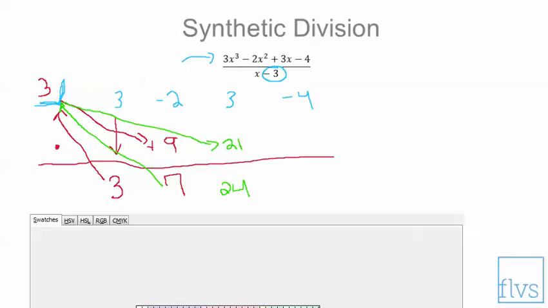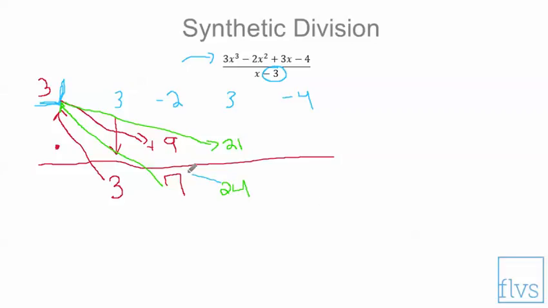Then lastly, do it again. 24 times 3. So again, you're multiplying each number by the number in the box. 24 times 3 is 72. And that answer again comes back over here. 72 plus -4 is the same thing as 72 minus 4, which is 68.